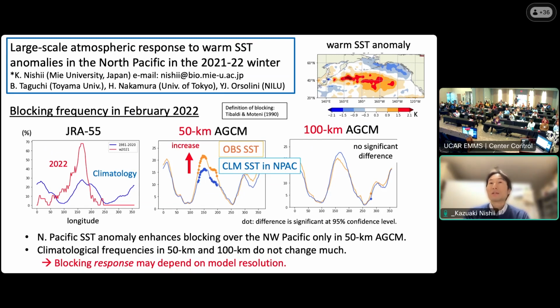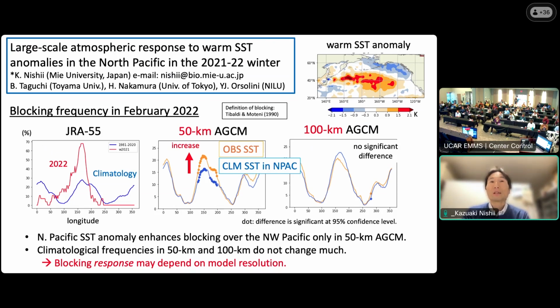And we evaluated blocking frequency based on the definitions of Tibaldi and Molteni in February of this winter. The left panel is for JRA-55 reanalysis data, and we see a blocking increase over the Western North Pacific compared to the climatic mean. Japan suffered from heavy snow from this blocking increase.